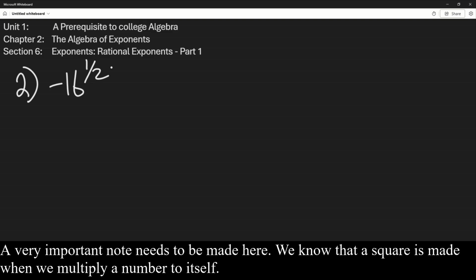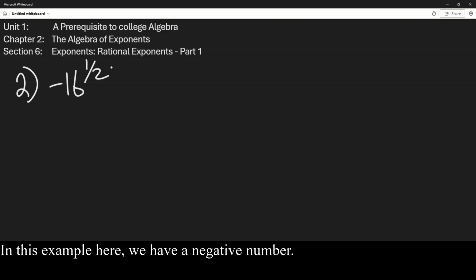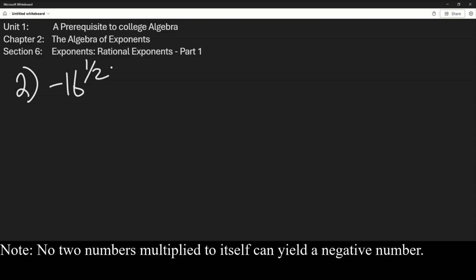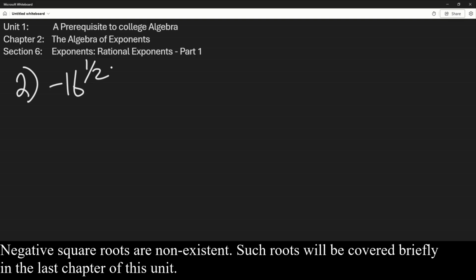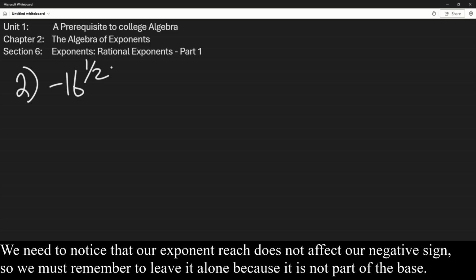A very important note needs to be made here. We know that a square is made when we multiply a number to itself. In this example here, we have a negative number. Note, no two numbers multiplied to itself can yield a negative number. It is for this reason that we have stated that our base must be non-negative. Negative square roots are non-existent. Such roots will be covered briefly in the last chapter of this unit. We need to notice that our exponent does not affect our negative sign, so we must remember to leave it alone because it is not part of the base.